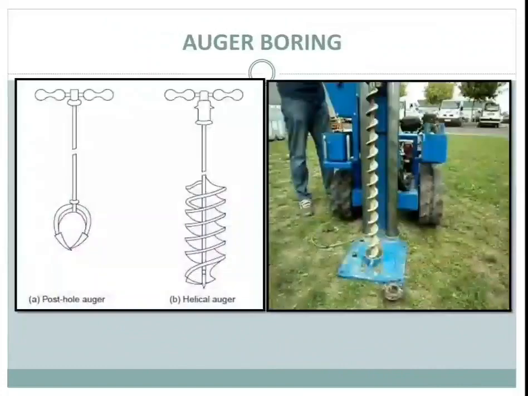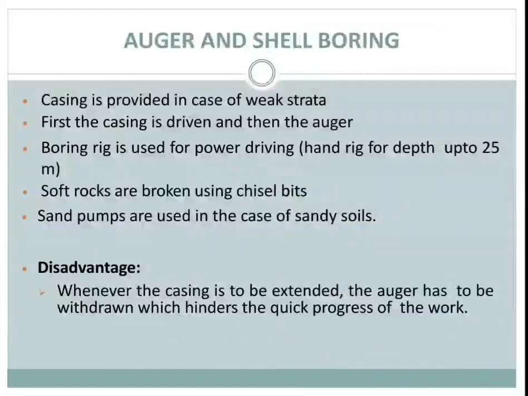In this image you can see different types of auger: post hole auger, helical auger. On the right hand side there is a mechanically operated auger, and on the left hand side there is a hand operated auger. Next is auger and shell boring.